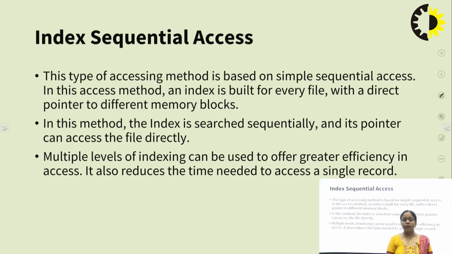And multiple levels of indexing can be used. There can also be multi-level indexing to offer greater efficiency in access. It also reduces the time needed to access a particular record or a single record. So in this case, we have an index which speeds up the process, because the index will be searched sequentially and we will find a particular file directly.